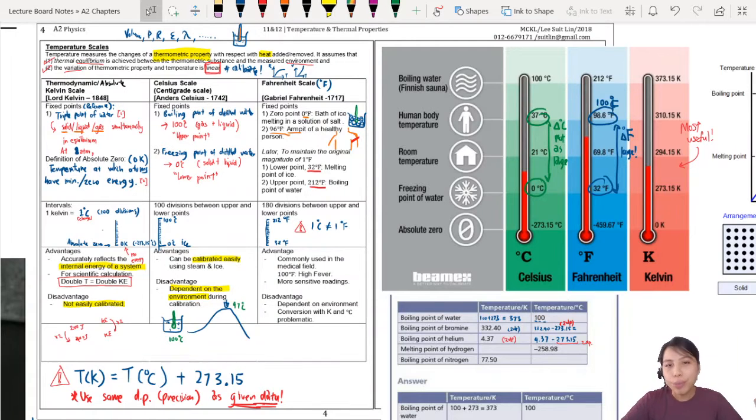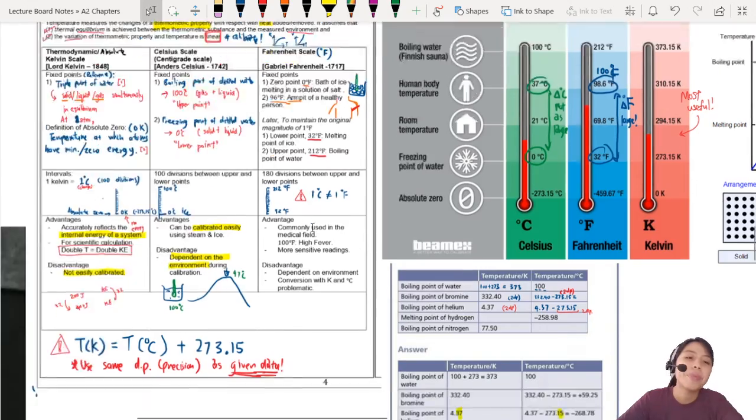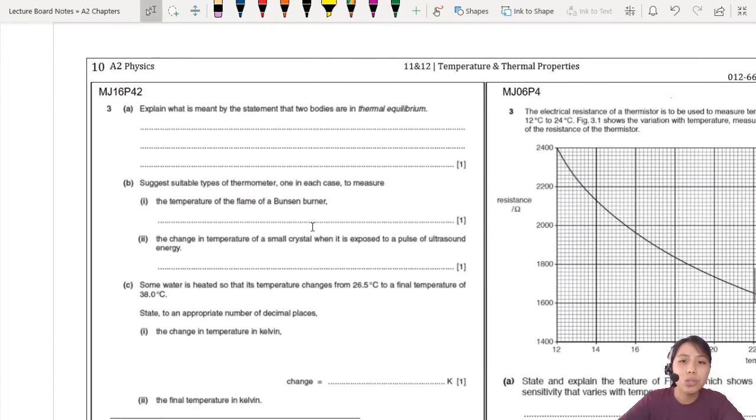Hello, welcome back. So previously we looked at the basics of temperature. What is temperature? What are the kinds of thermometers? And what are the scales that we use to measure temperature? Those three things. So by now you would have enough knowledge to try out some past years.